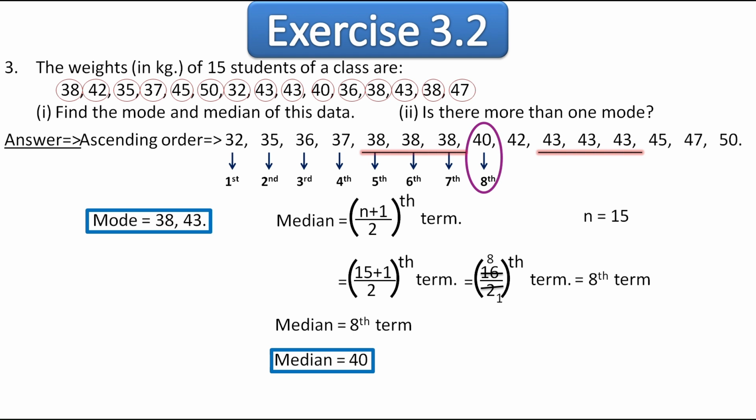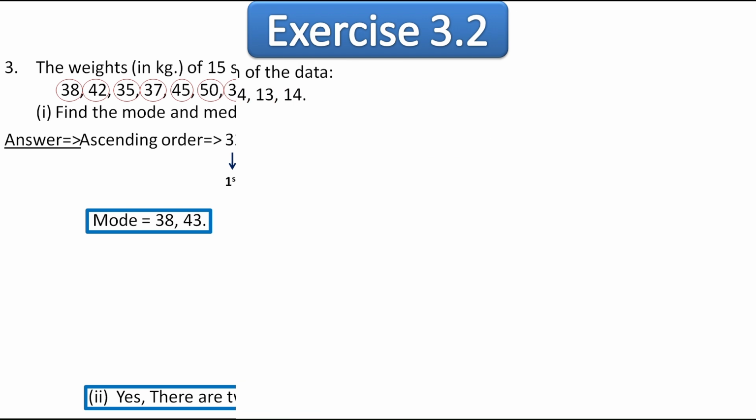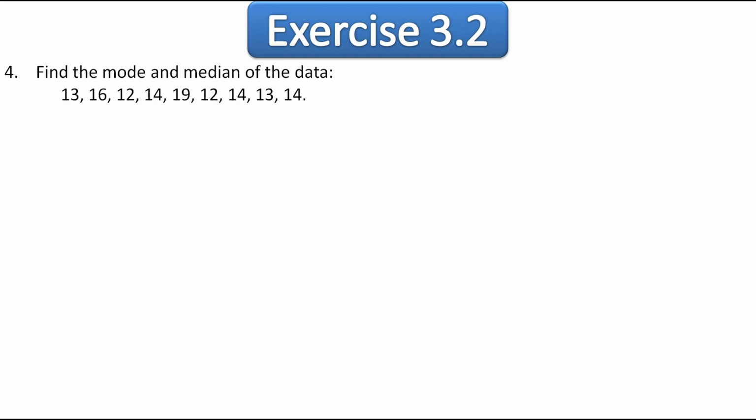Now they are asking, is there more than one mode? Yes, there are 2 modes, that is 38 and 43. Okay, now let's move to the next question, that is 4th one. Here find the mode and median of the data. Okay, same as usual. First of all, we will find the ascending order.